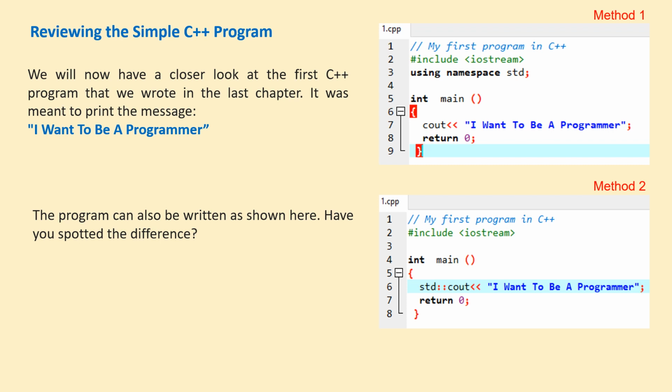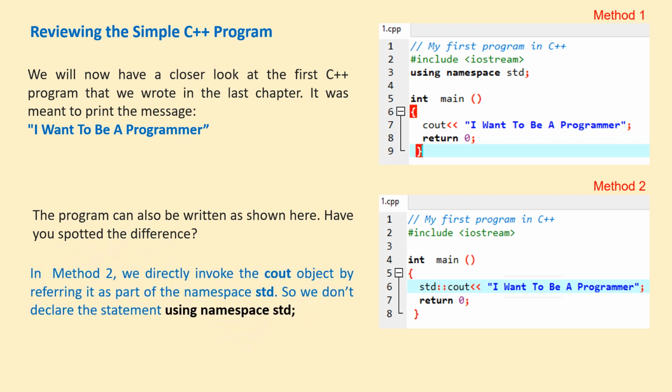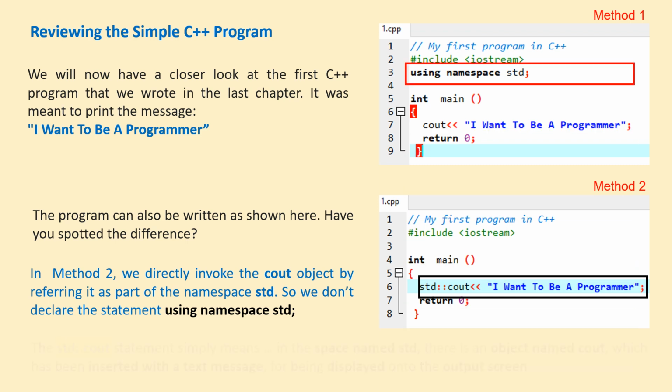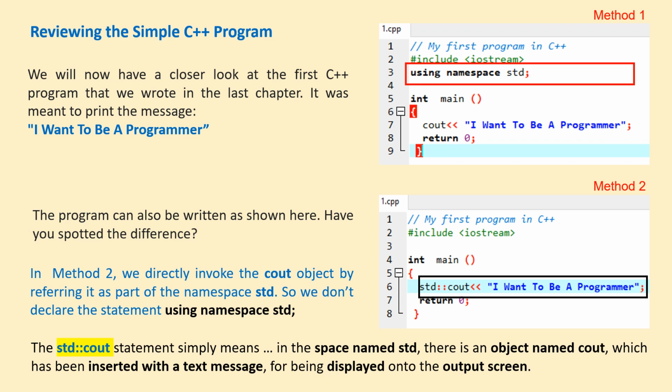In method 2, we directly invoke the cout object by referring to it as part of the namespace, std. So here, we did not declare the statement using namespace std, as we did in method 1. The std::cout statement used in method 2 simply means: in the space labeled std, there is an object named cout, which has been inserted with a text message for being displayed onto the output screen.